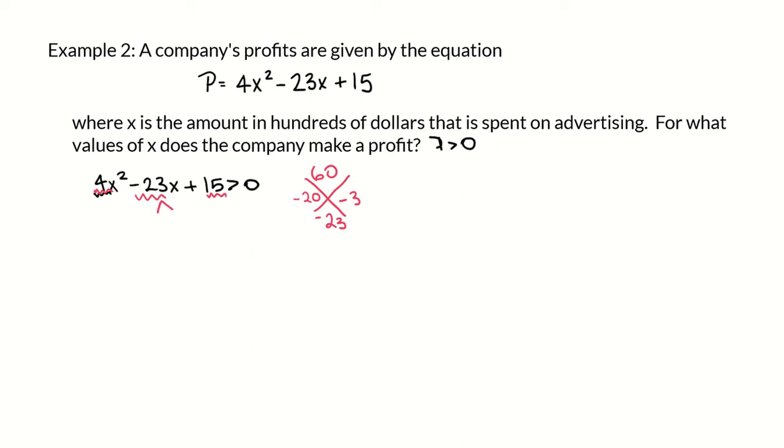Second step is to split the middle term, −23x, into those two numbers we just found, −20 and −3. So that would be −20x and −3x. Then rewrite the rest of the equation: rewrite 4x², rewrite 15. Now we group the terms, first two and last two.